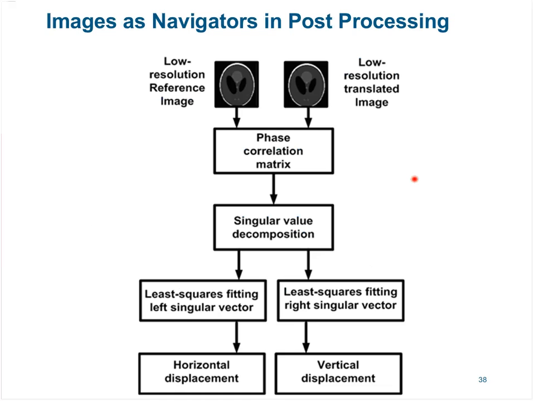And so the idea is that you are using images as navigators. At the post-processing stage, you should have a low-resolution reference image and a low-resolution translated image, and you calculate the phase correlation matrix, and then you apply the singular value decomposition, and then least squares fitting of the left singular vector and right singular vector is performed separately, and we could find the horizontal displacement from the left singular vector and the vertical displacement using the right singular vector.